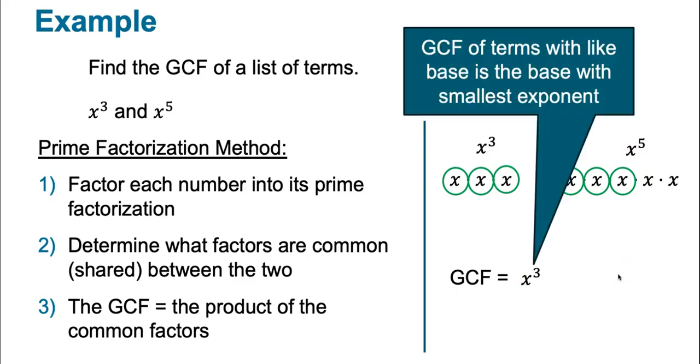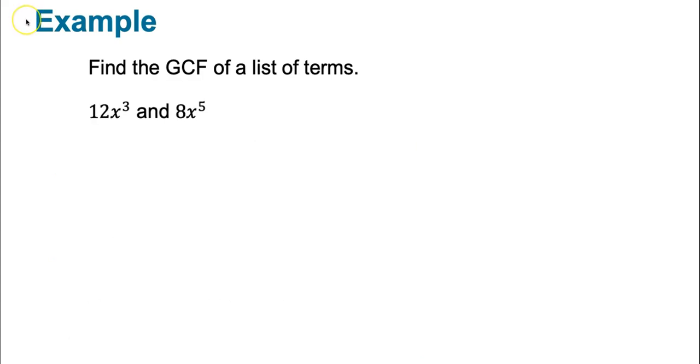Let's observe a really easy shortcut here. If you have like bases, for example, here we have x cubed and x to the fifth. They have the same base x. So we have like bases. Then the GCF is simply that like base with the smallest exponent from the list. So here we have x cubed, x to the fifth. The smallest exponent is 3. Therefore, the GCF is x to the third power. So it makes it really easy to find the GCF of a list of variable terms. Now let's put this together.